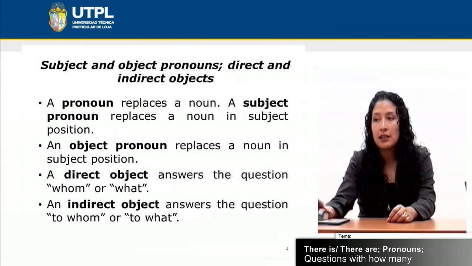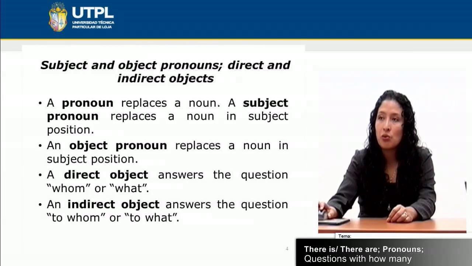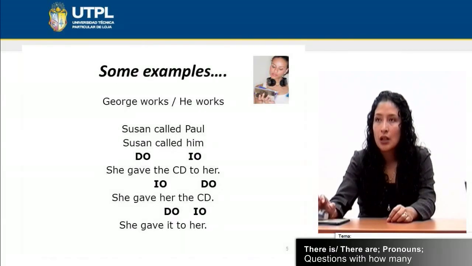An indirect object answers the question to whom or to what, and later on we are going to review the following examples. George works, he works. Here we have normal sentences and we don't necessarily have to use a direct or indirect object, but what happens here? Susan called Paul. In this case, this is a past tense sentence, but what happens if I decide not to use Paul and I would like to use a different word to replace it? So I can say Susan called him.